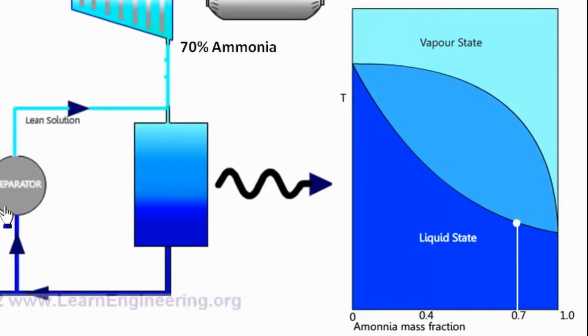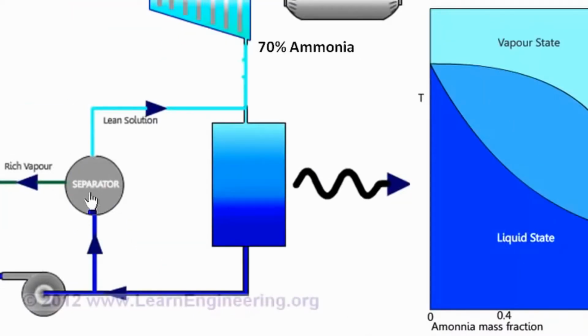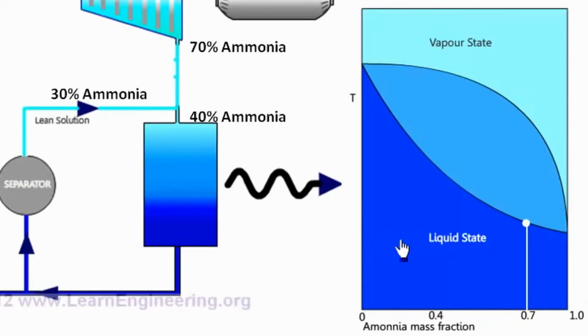What this separator will do, it will separate the working fluid into a lean mixture and a rich mixture. And this lean mixture, which has almost 30% ammonia by weight, will mix with the exit fluid of the steam turbine and it will produce a mixture of almost 40% ammonia concentration. Now if you check the phase diagram, such a mixture will have a much higher condensing temperature, almost over here. This can be condensed using a regular cooling water supply.